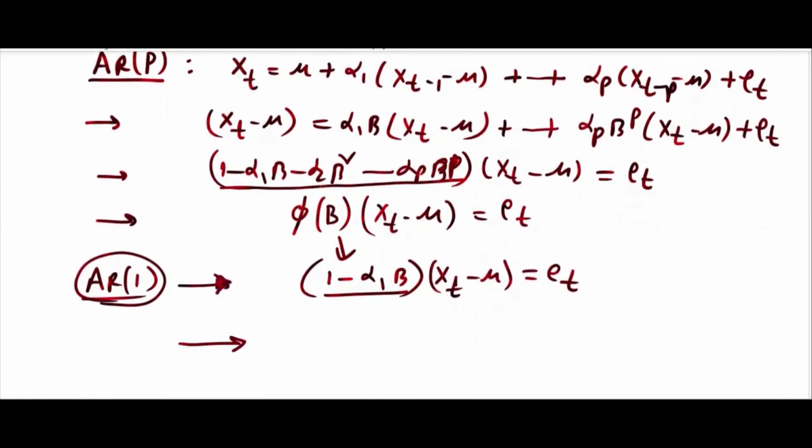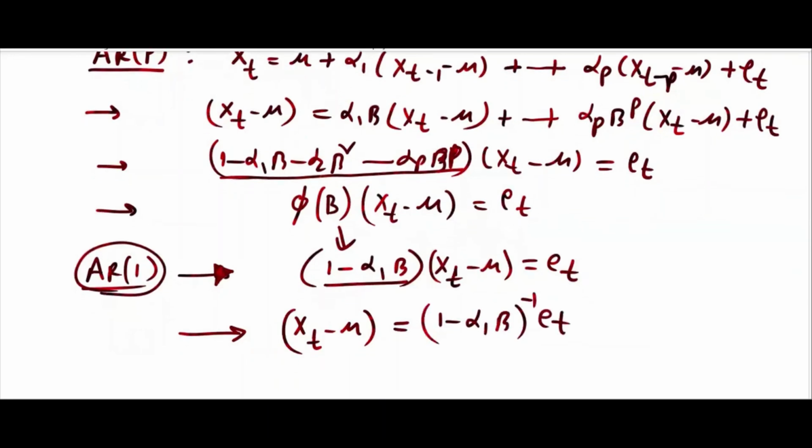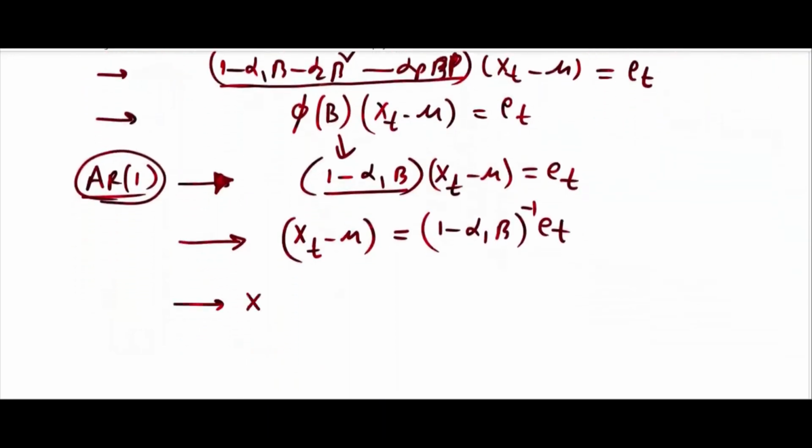Now what will happen when you try to take this one to the right hand side, and if you express, because alpha mod less than 1 already here, you can take this one and express xt in terms of errors now. Okay, it's the opposite part. Suppose I'll write xt minus mu, and I will take 1 minus alpha 1 b inverse et, and then what will happen? The opposite way. We'll try to write in the MA way.